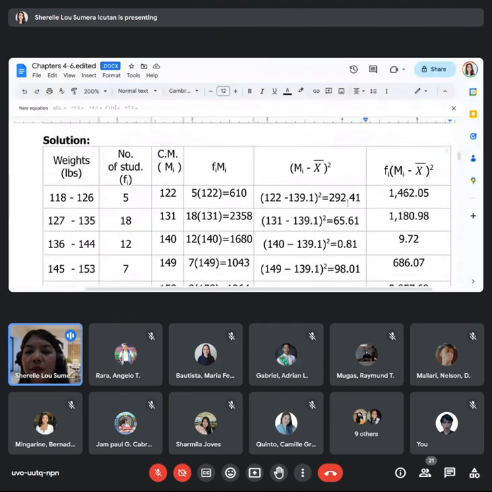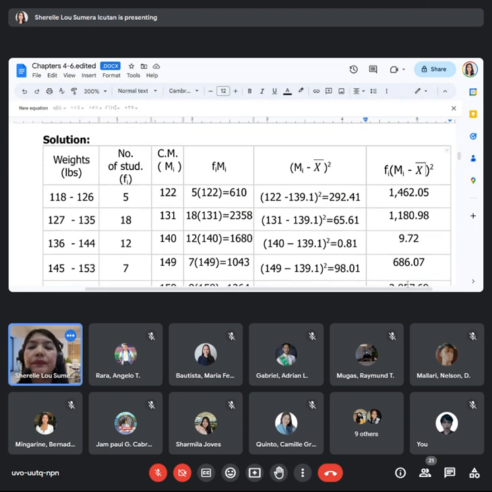And then, aside from that, you have another column here. You have to multiply your fi times Mi minus X bar quantity squared. So, 292.41 times your fi, which is 5. So, 5 times 292.41, you get 1,462. Next, 18 times 65.61. So, you get this. 12 times 0.81, you get this. 7 times 98.0. Nasundan nyo ba?